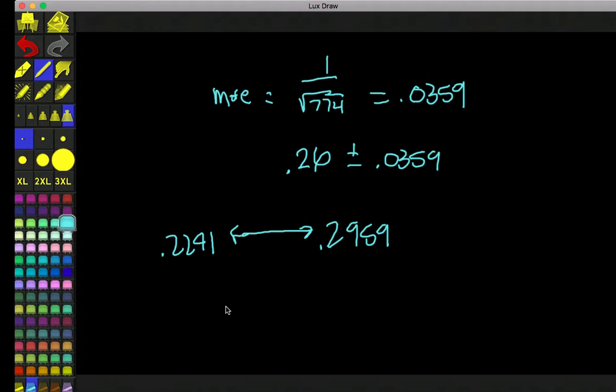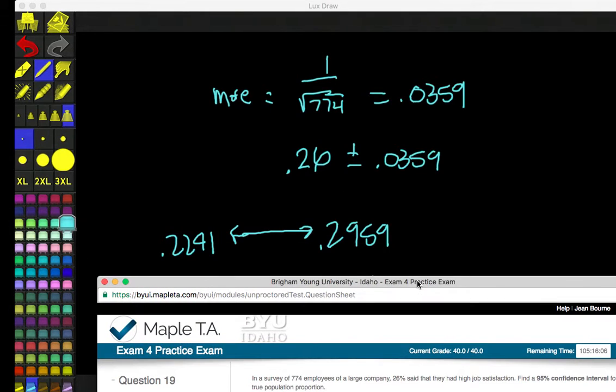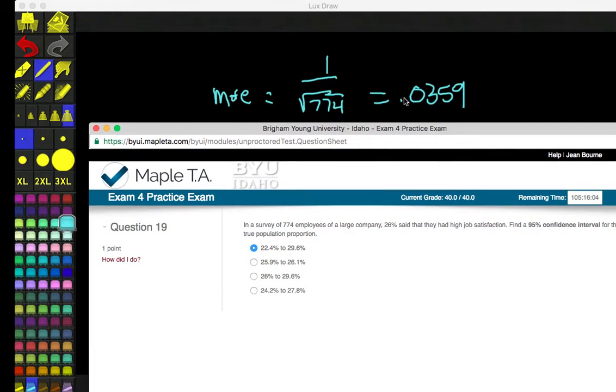What I was going to tell you is that this is actually going to be a percent, 22.4. This one's going to be 29.6. And you want to make sure that you convert your problem to decimals before you add it. They told me it was 26%, but remember that your margin of error is not listed as a percent. It comes out as a decimal, and so you need to convert this to a decimal to make it work.